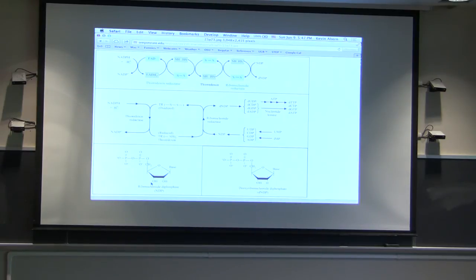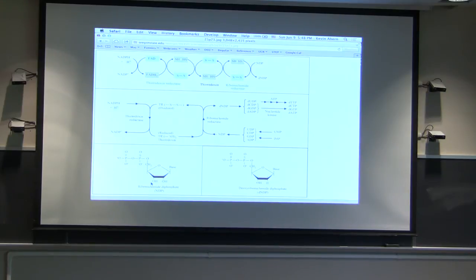So instead, and again, you're not responsible for this, but I just show you how odd nucleotide metabolism is. Instead, the cell has an enzyme called dUTPase that cleaves dUTP and makes dUMP. And it does that to keep this concentration low so that it doesn't make it into DNA.